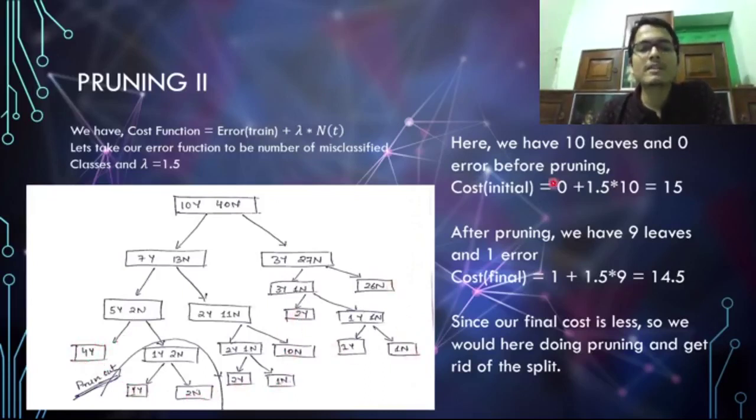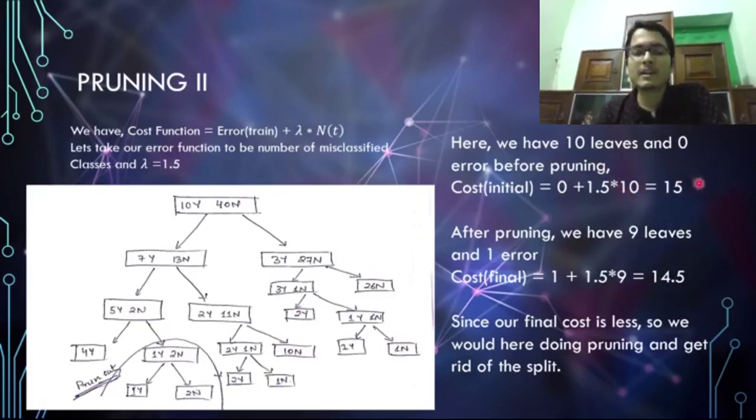Each of the leaves is pure, there is no ambiguity, and there is no requirement of any majority vote. So initially we have error 0, but with lambda equals 1.5 and the complexity being 10, which is the number of leaves, the cost of this decision tree is 15.